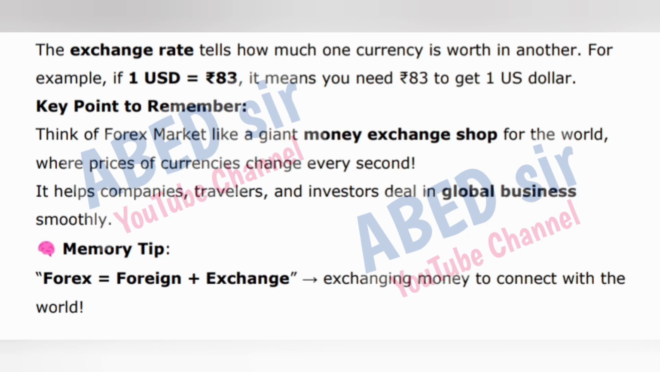Key point to remember. Think of forex market like a giant money exchange shop for the world, where prices of currencies change every second. It helps companies, travelers, and investors deal in global business smoothly. Memory tip. Forex is equal to foreign plus exchange, exchanging money to connect with the world.